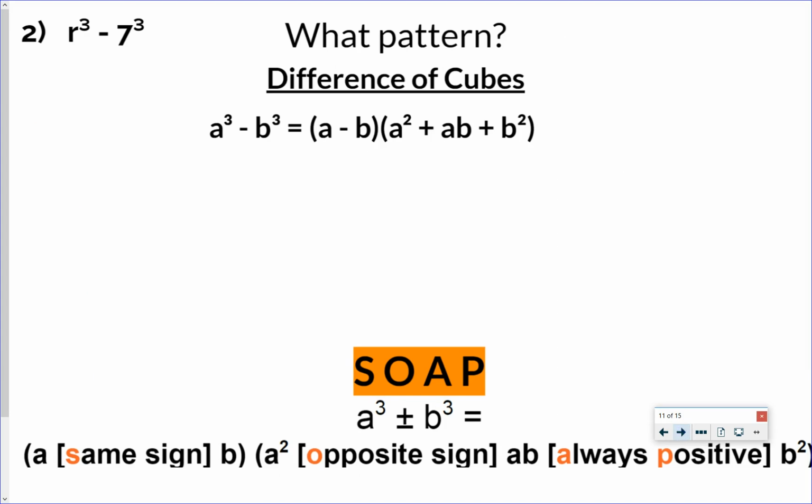Let's do another one. So, r cubed minus 7 cubed. Are those two cubes? Yes. Is this difference or sum this time? It is difference. So since it's difference, my first parentheses, will it be a plus b or a minus b? A minus b. Your first parentheses matches with what you were given. What is technically my a this time? A is r and b is just 7. Okay.